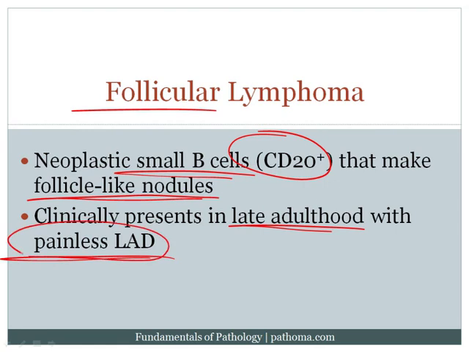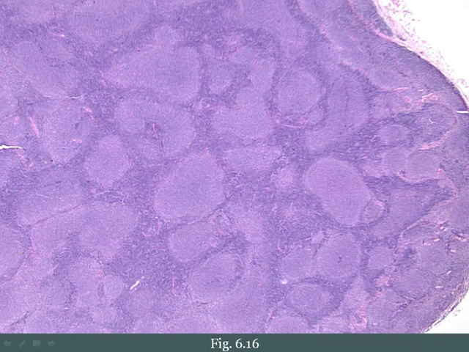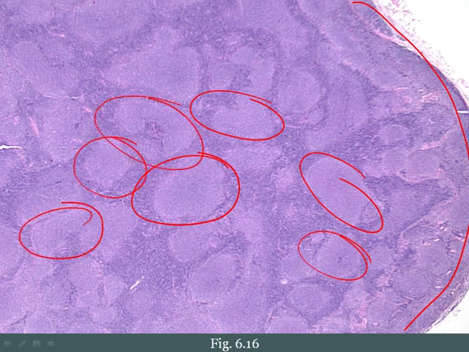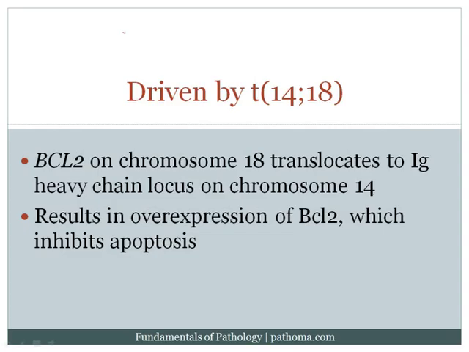that is painless. Here is a picture of follicular lymphoma, and what we can appreciate here is that we're dealing with a lymph node, and we see that the lymph node basically contains dozens of these follicles. So these lymphocytes are making follicle-like structures, hence the term follicular lymphoma. One of the important findings in follicular lymphoma is that it is driven by a translocation of 14;18.